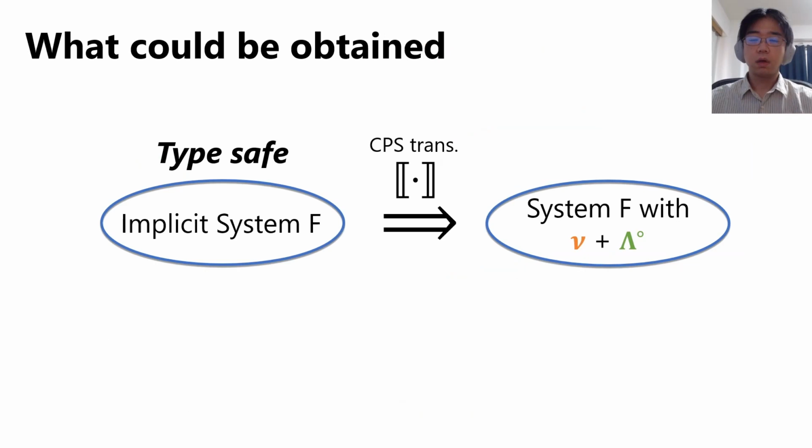Following this idea, we could define a type-preserving CPS transformation from implicit System F to System F enriched with restrictions and open type abstractions. But this architecture still has a problem, which is that unrestricted use of open type abstractions is not type safe.